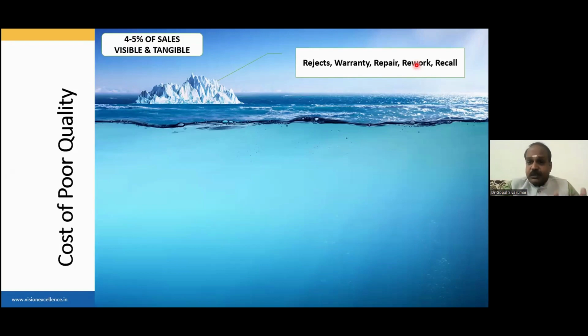After selling several million cars, Toyota recalled all their cars because of the poor design of the floor mat. There were a lot of accidents. So these are all visible failures, right? And when you account them, you can understand it is about 4 to 5% of the sales.